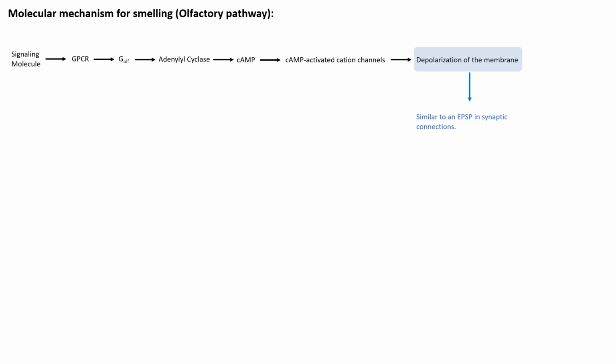And if there's sufficient depolarization, that will lead to an action potential being generated. And that action potential will go on to travel down the axon of those olfactory neurons and depolarize the axonic terminals, the axon bulbs, the presynaptic membrane, which will lead to neurotransmitter release.